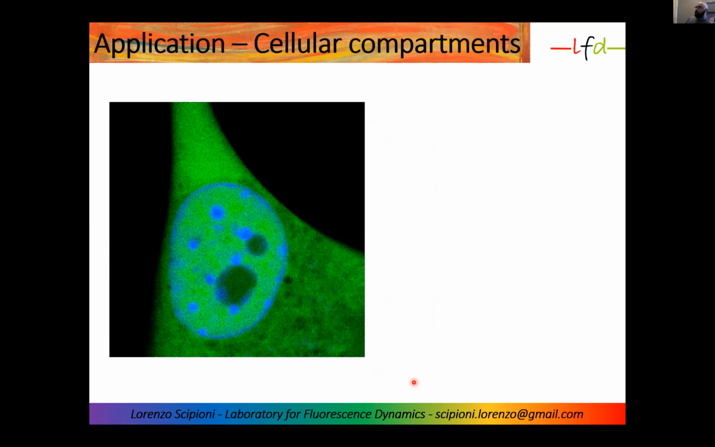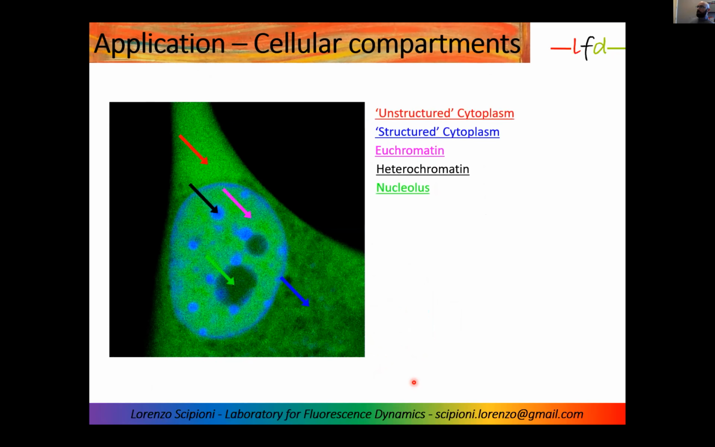So to show you an application of this, let's look at some general cellular compartments. What we call unstructured cytoplasm is typically on the edges of the cell where there are not many organelles present. The structured cytoplasm is what you see closer to the nucleus, where you have all the other organelles creating some sort of crowding, like the mitochondria, microtubules, and everything that's usually relatively closer to the nucleus.